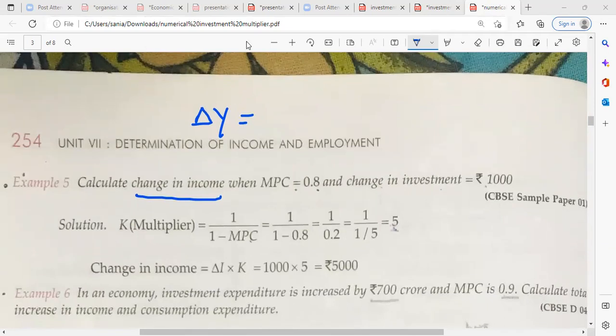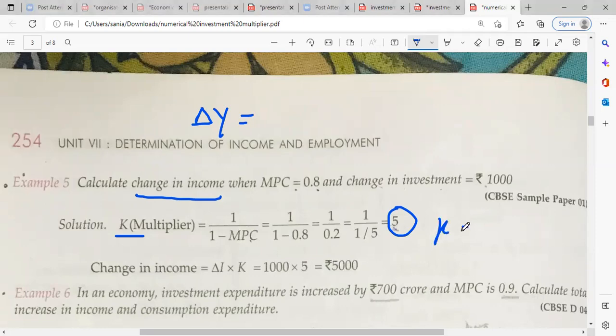Okay. Amos, what did you do? 200. How come? You have to find change in income. So first of all, you will find K. Yes, ma'am. So you got 5 for K. So where did you go wrong? I made a transposing mistake. Yeah. Over here, I think instead of multiplication, you divided it. Yes. Right.